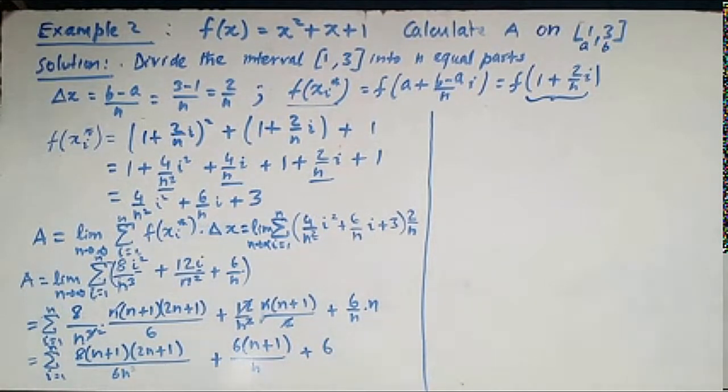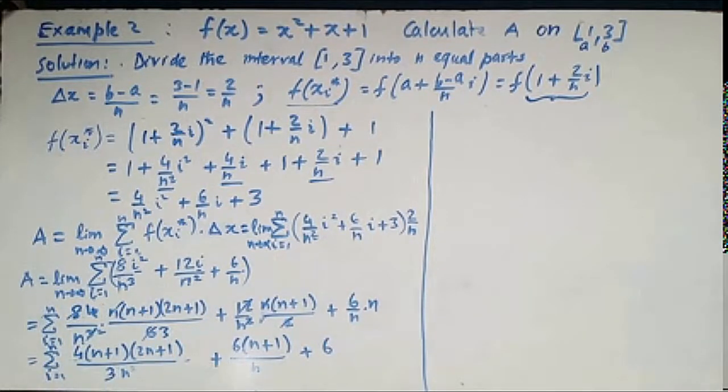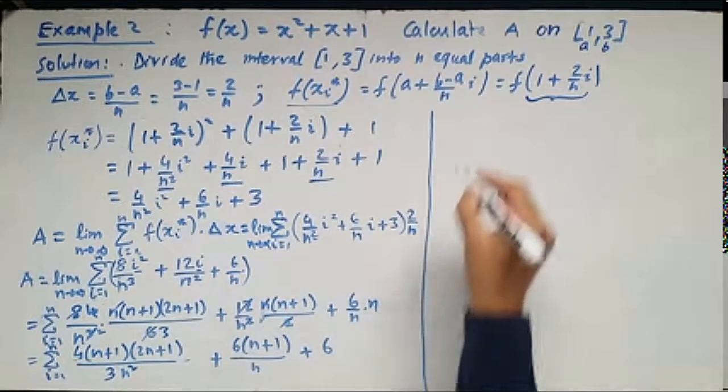Let's expand the first expression and see what happens. Again, we can cancel off 2. This is 4 into n plus 1. So we'll write here 4 and we'll write here 3. This will go into 3 times, this will go into this 4 times. So what we get now is 4 into n plus 1 into 2n plus 1 by 3 n squared, plus 6 into n plus 1 by n, plus 6. Okay, let's see, we'll come here.